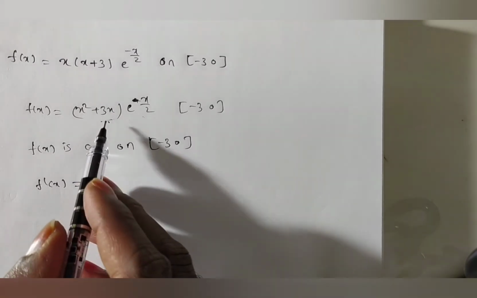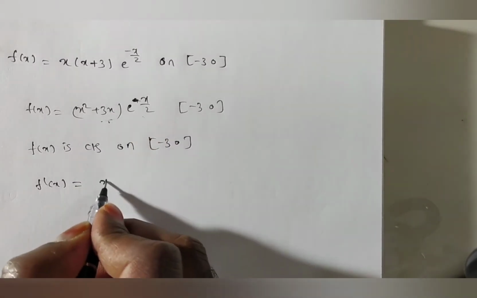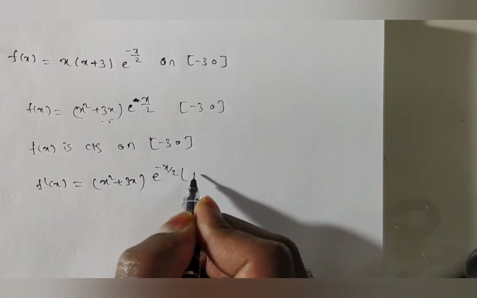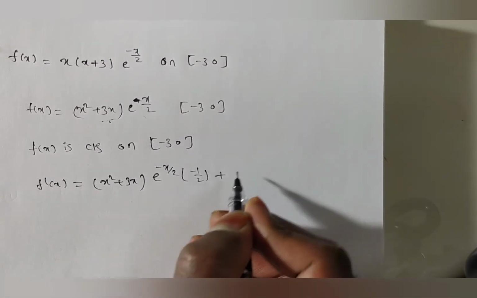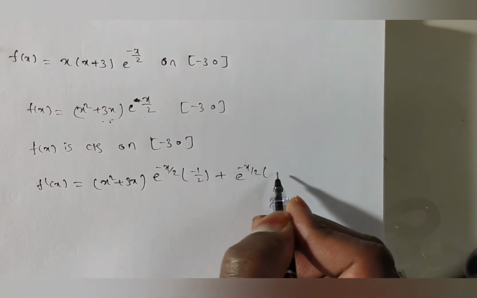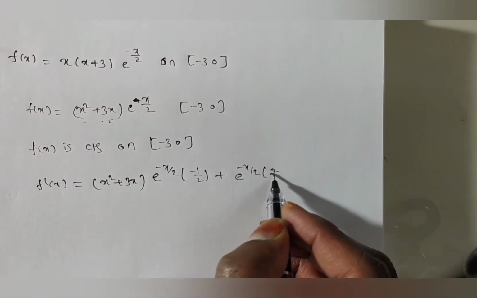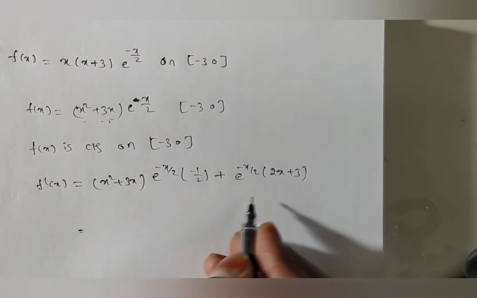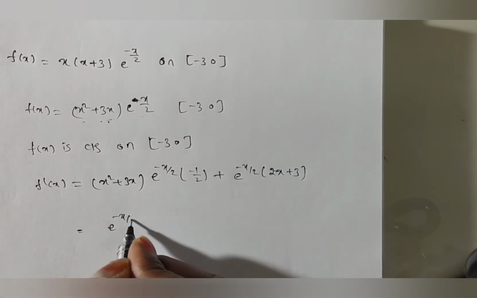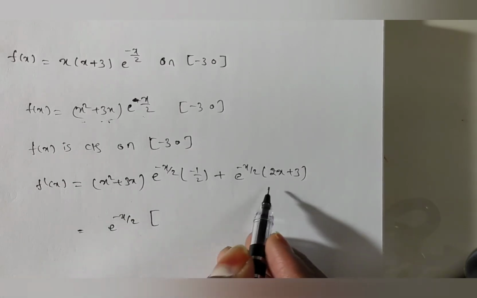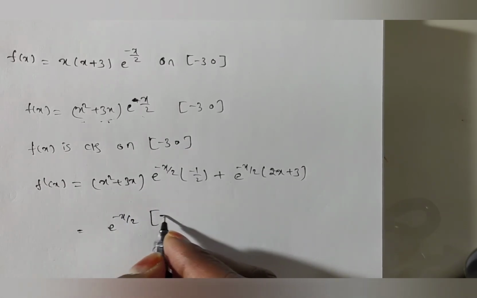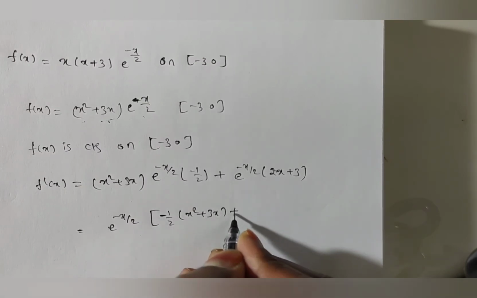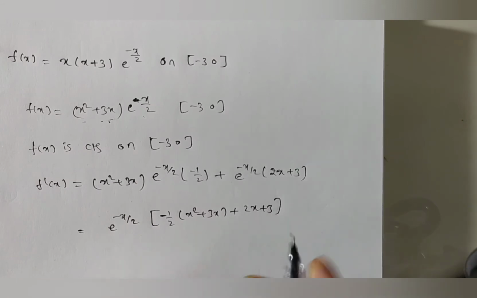Now for f dash of x, we have to use the UV rule. First term into the derivative of the second term: e to the power of minus x by 2 into the inner derivative minus 1 by 2, plus the second term e power minus x by 2 into the derivative of the first, which is 2x plus 3. That's it. Now you observe from these two, what can I take common? e power minus x by 2 is common. Then the remaining terms are minus 1 by 2 times x square plus 3x plus 2x plus 3. That's it.